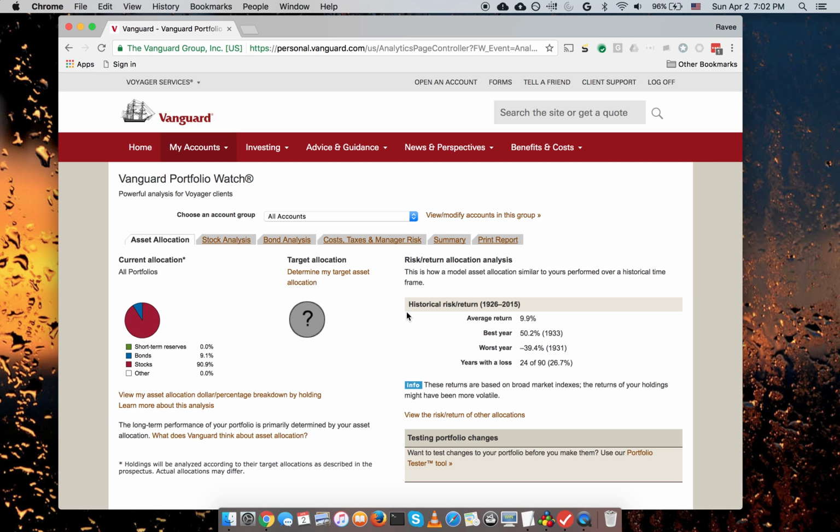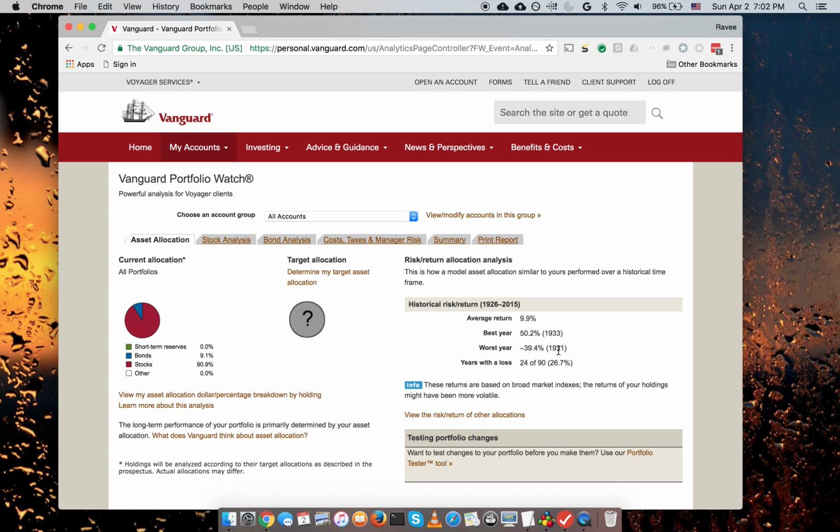So to give you a sense of what I meant here, you see some information over here, which is the historical risk return for this portfolio. What this is telling you is that over the last 80, 90 years that we have data going back for the US stock market in particular, if someone had this portfolio over this period, the average annual return would have been about 10%. In the best year, it would have appreciated by about 50%, while in the worst year, it would have gone down by 40%.